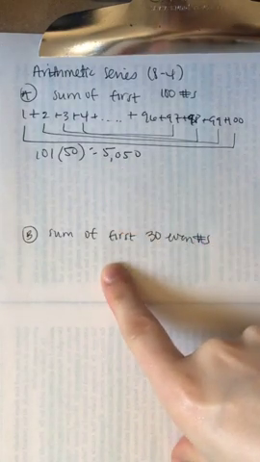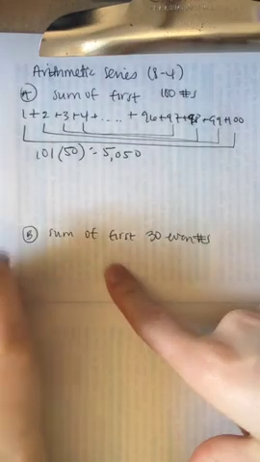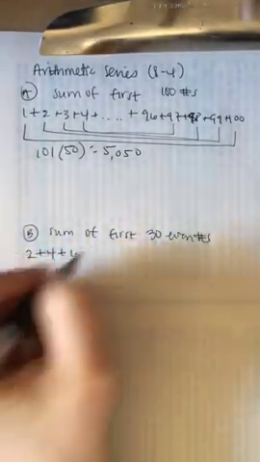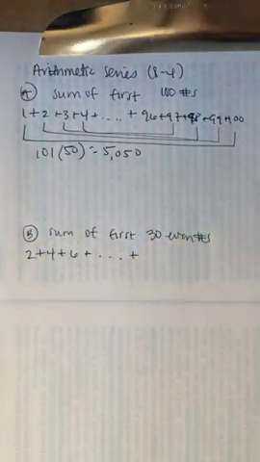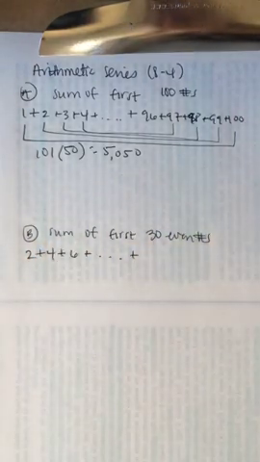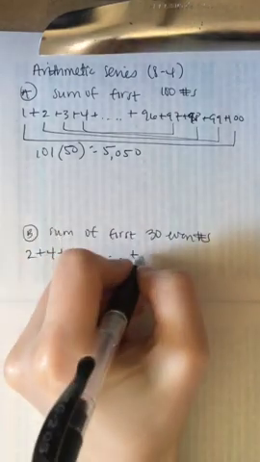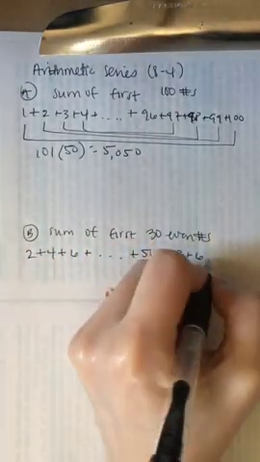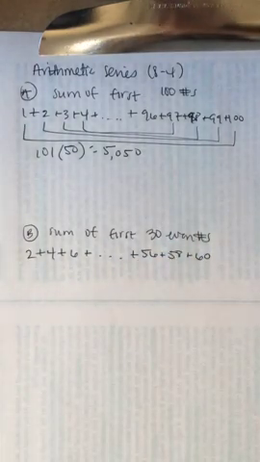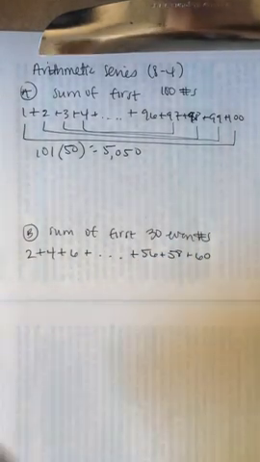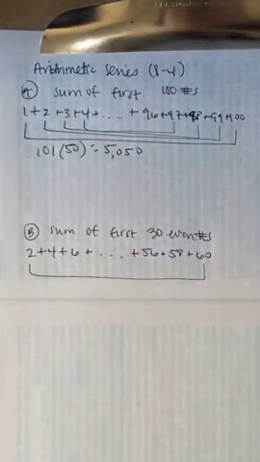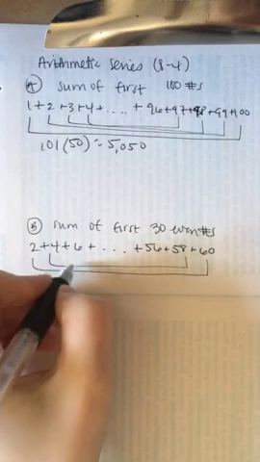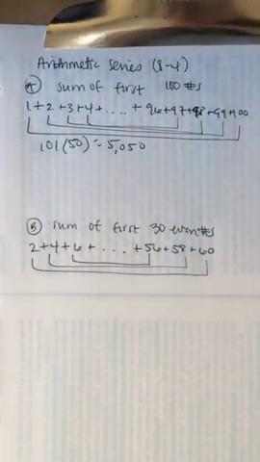I can do the same thing with the sum of the first 30 even numbers. So I'll start with 2, go to 4, go to 6, keep going. What is the 30th even number? That is going to be 60, because I'm skipping all the odds, so 30 times 2 gets me 60. Now we can do the same pattern. 2 plus 60 gets you 62. 4 and 58, 62. 6 and 56, 62.